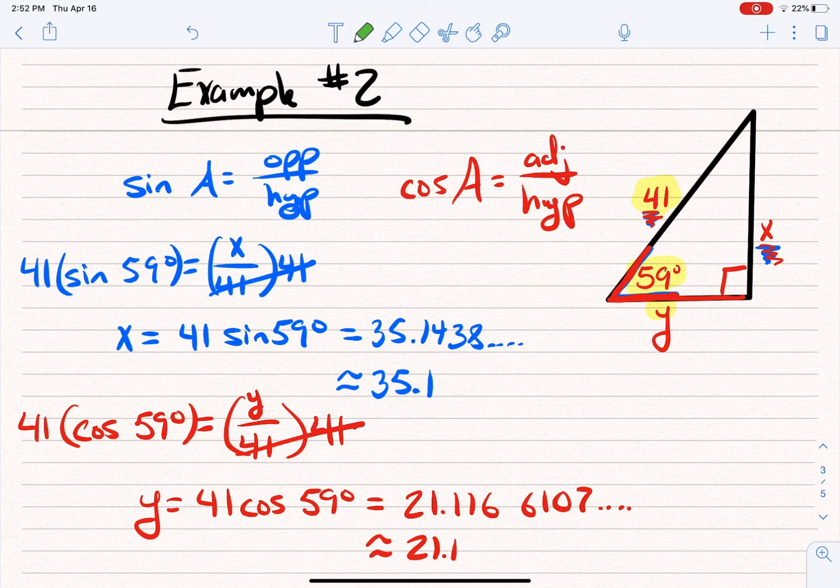Someone says, well, how big is x? Well, I don't know exactly how big x is, but it's really close to 35.1. And how big is y? Well, again, I don't know exactly, but I know it's really close to 21.1. And there you go. Well, I hope this has been helpful.